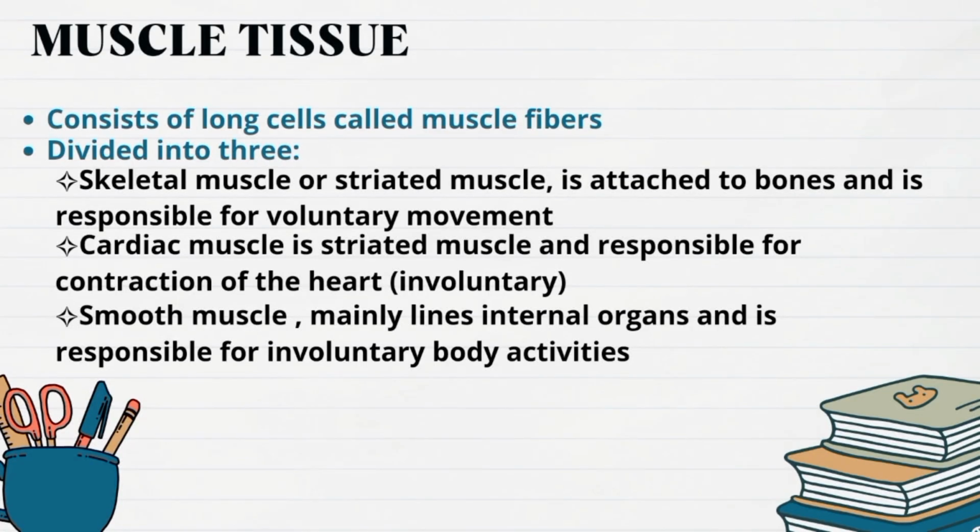Today we are going to learn about muscle tissue. Muscle tissue consists of long cells called muscle fibers. It is divided into three types: skeletal muscle, cardiac muscle, and smooth muscle.